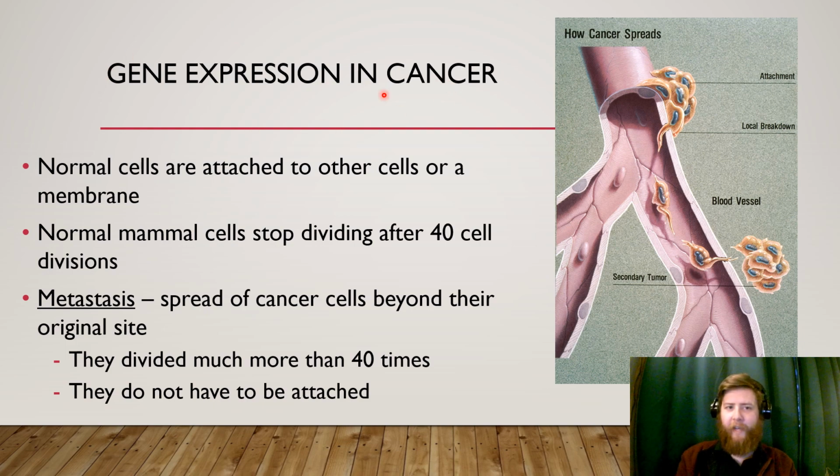Normally, your cells are attached to other cells by a membrane, and normally mammalian cells, like human cells, stop dividing after 40 cell divisions. In metastasis, this is when we get the spread of cancer cells beyond their original site. So here we have this original tumor. It gets into the bloodstream and spreads to a secondary area. Now, also with cancer cells is they can divide much more than 40 times, and they do not have to be attached to other cells. So they will travel throughout the body to other cells and start to cause cancer there.